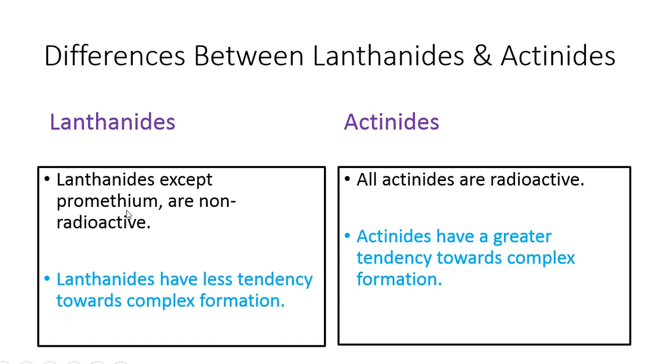Then the next one is lanthanides except promethium are non-radioactive, while actinides are all radioactive in nature. The last difference between lanthanides and actinides is lanthanides have less tendency towards complex formation, while actinides have greater tendency towards complex formation. So therefore, in this last lecture, we have studied about actinides, their electronic configuration, oxidation states, and actinide contraction. Then we have seen the similarities between lanthanides and actinides as well as the differences between lanthanides and actinides.